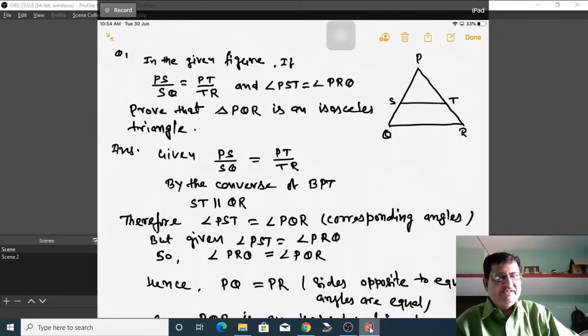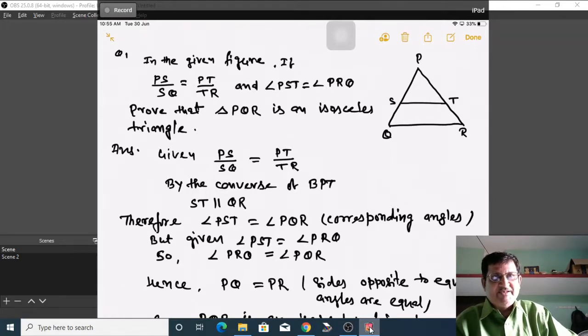Now, the first question is: in the given figure, if PS by SQ is equal to PT by TR and angle PST is equal to angle PRQ, prove that PQR is an isosceles triangle. Now, how will you solve such types of questions? You have to remember BPT and its converse.